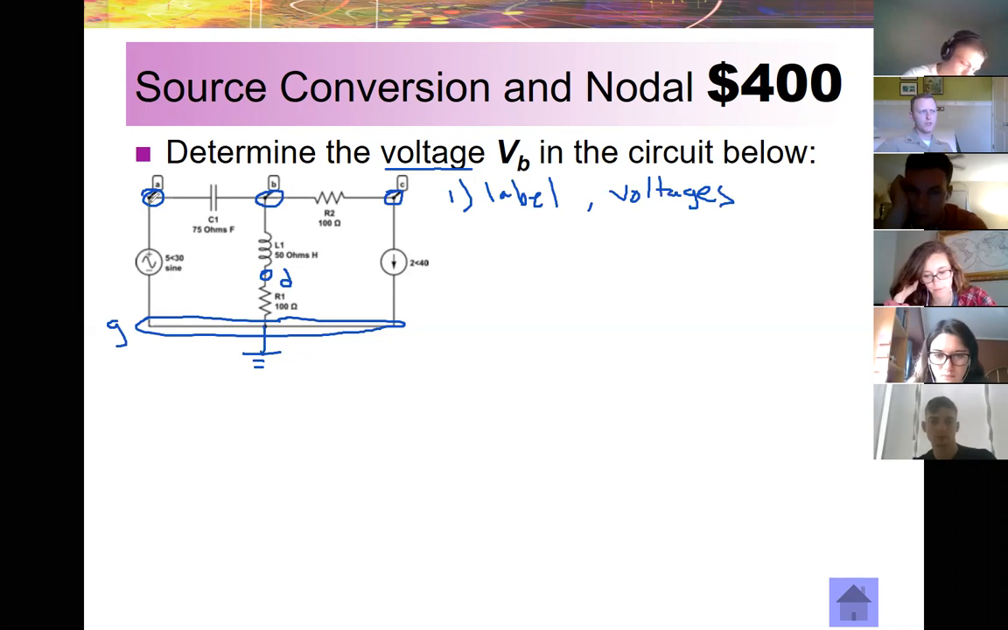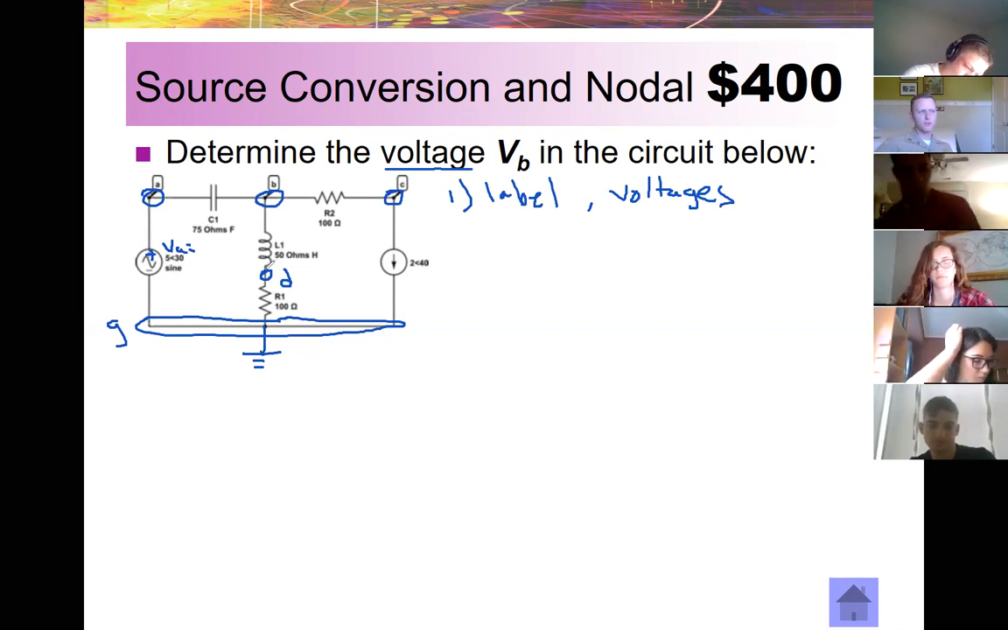Do I know the voltage at A? Yes, I do. It's this right here. VA equals 5 angle 30. And this is positive, so it's positive 5 angle 30. If that had been a negative, it'd be negative 5 angle 30. But it's a positive 5 angle 30. That's my known voltage at A.